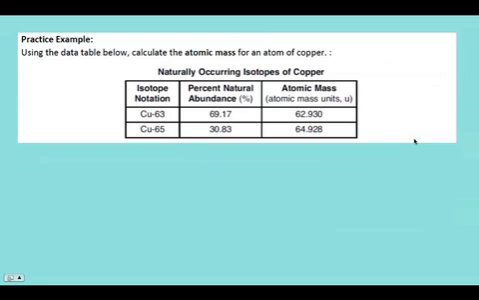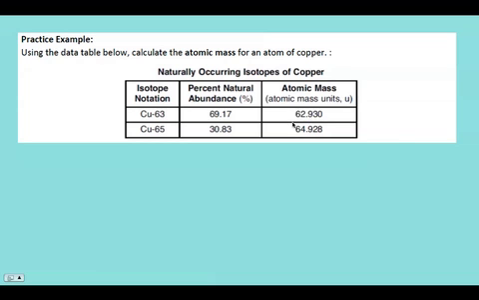All right, let's give you another example. This one gives you 2 isotopes of copper, and it wants you to calculate the atomic mass. One little thing is you have the isotope notation with the mass number versus the atomic mass of that isotope. So just make sure that you're using the more precise masses.